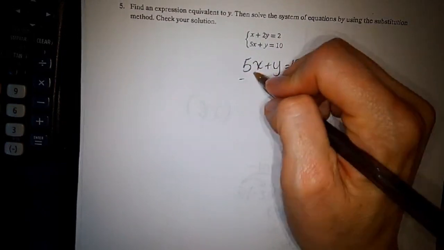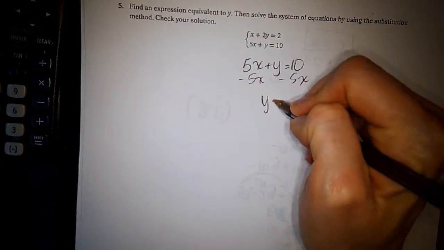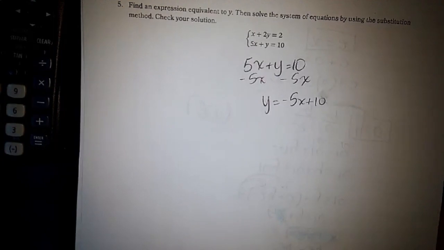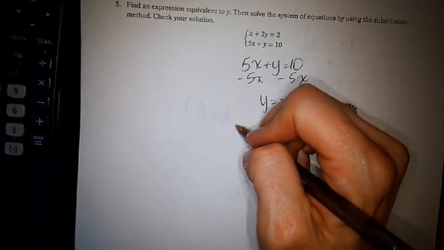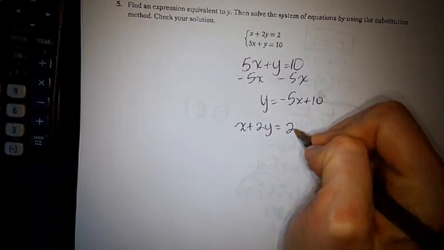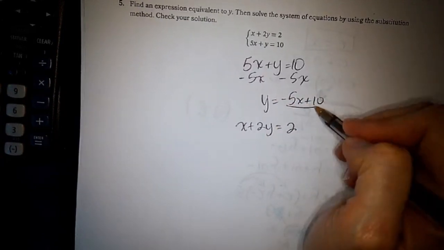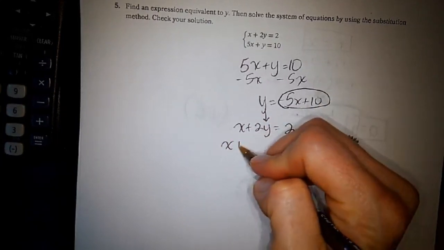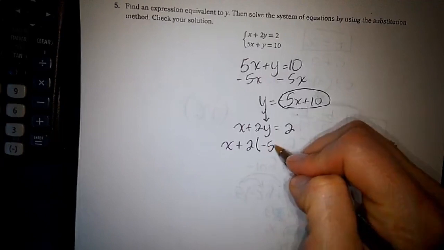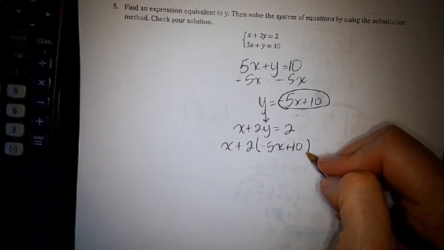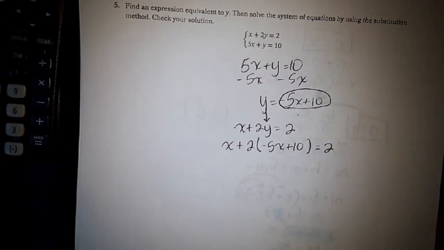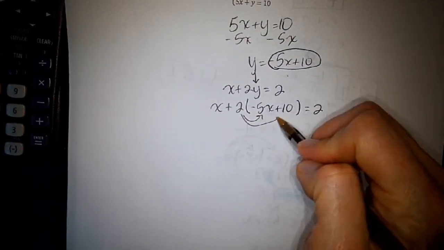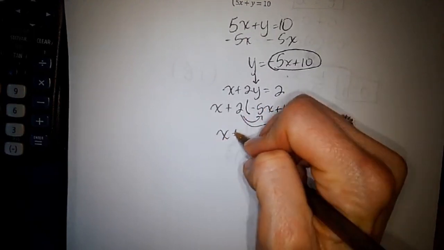I'm going to take my other equation, x plus 2y equals 2, and where there is a y, I'm going to substitute all of this information. X plus 2 times negative 5x plus 10. Guess what we're doing? The exact same problem, but we're using it to solve for the y's. Again, we're going to multiply it out. X plus negative 10x plus 10 equals 2. Combine like terms. Negative 9x plus 10 equals 2.